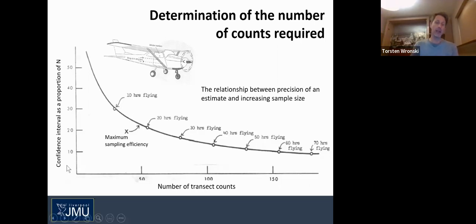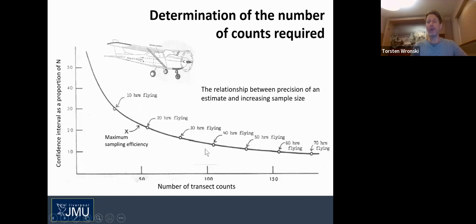So on the x-axis, we have here the confidence interval as a proportion of the counted number of animals. And this confidence interval decreases with increasing number of flight hours or with increasing number of transects. Why is that the case? The more often we count, the more precise our estimate is. That means the confidence interval gets smaller.